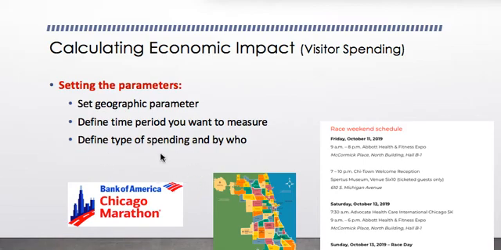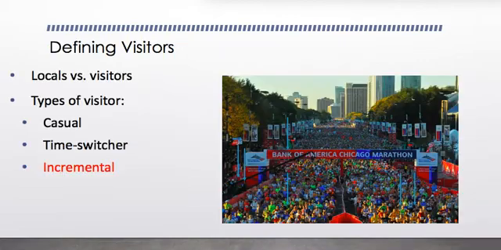And then finally, defining who you want to assess the spending of, or the type of spending you want to assess. And this gets into our conversation of actually defining what a visitor is. Okay, so before we talk about the different types of visitors, it's important for us to identify the difference between a local and a visitor, right? You're probably like, well, that's pretty obvious, Liz. Don't think we need to do that. But there's a couple of things I want to mention here when it comes to locals versus visitor spending when we're looking at economic impact.